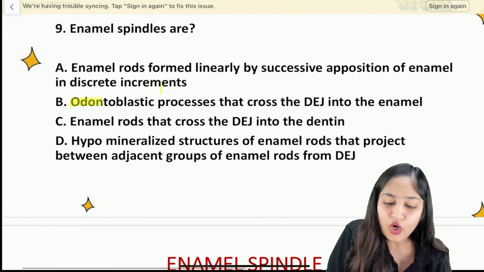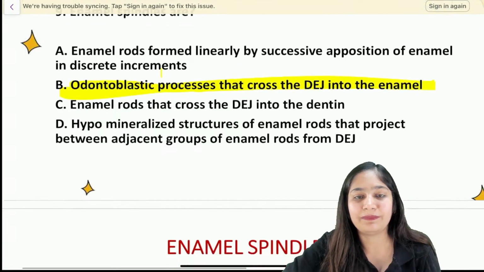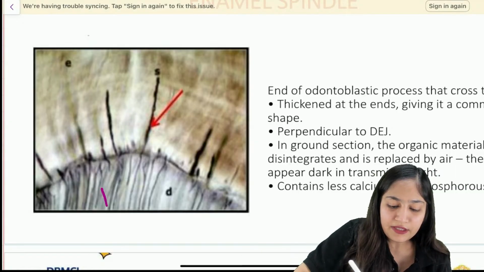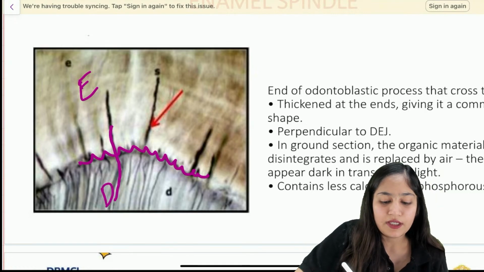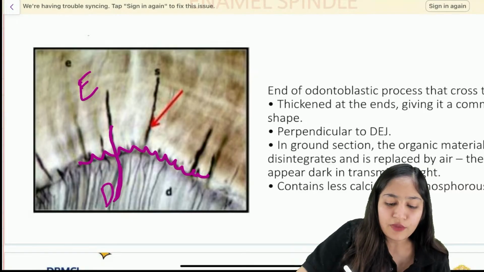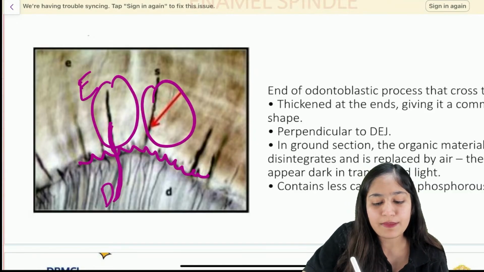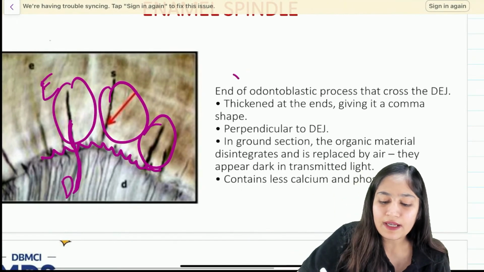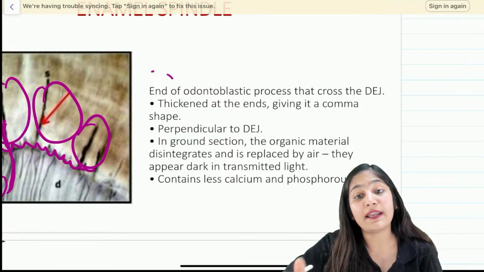They are mainly odontoblastic processes that cross DEJ into the enamel. Here we can see this is our dentine, this is our enamel, and this is our DEJ, dentino-enamel junction. So odontoblastic processes cross DEJ and enter enamel. These are enamel spindles. They are thickened at their ends. So mainly they are end processes of odontoblastic processes crossing DEJ and entering enamel.